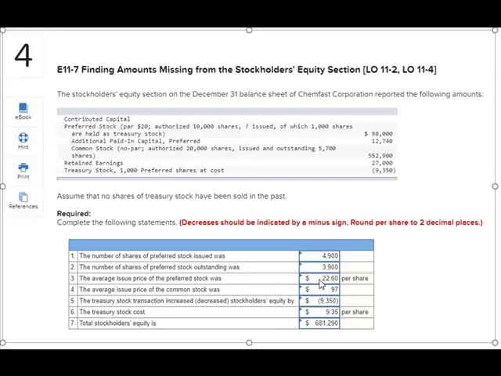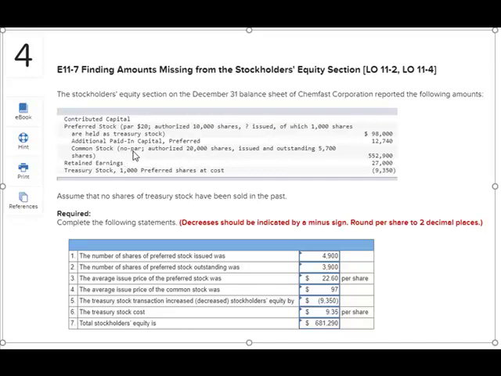Then to get the average issue price, that's the average amount that the preferred stock was sold for. And so for that, we need to take into account the additional paid-in capital. That's the additional amount received beyond par when we sold the preferred stock. And so if we add the 98,000 plus the 12,740, that's the total amount received by selling the preferred stock. Then we can divide by the 4,900 shares that were sold to get the average issue price.